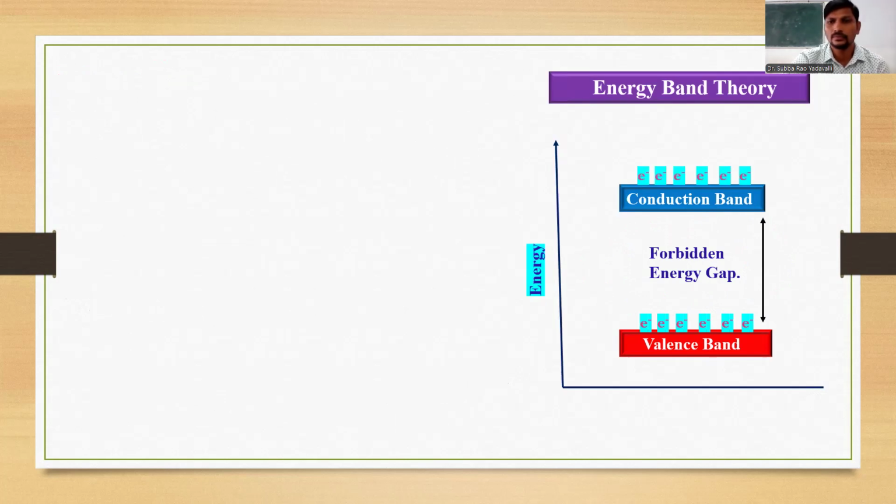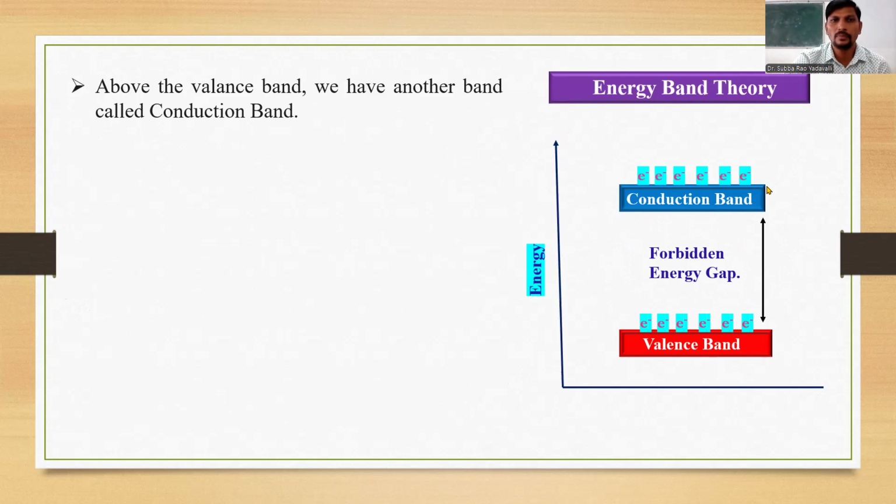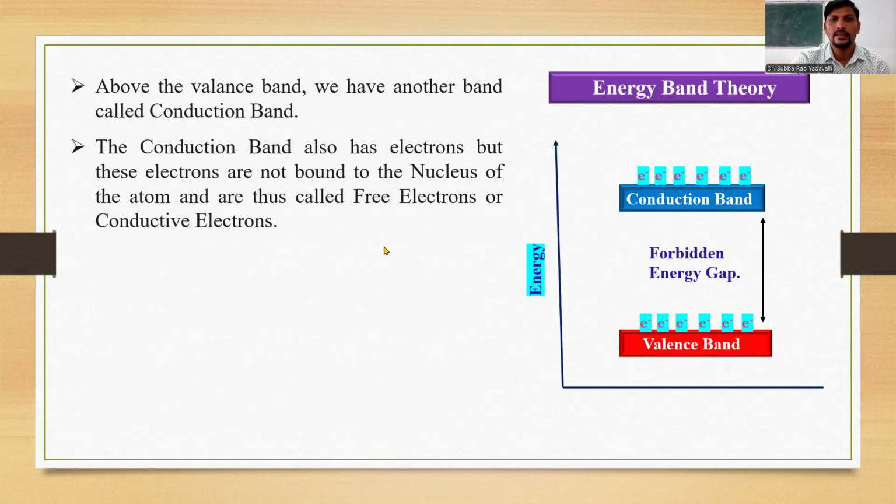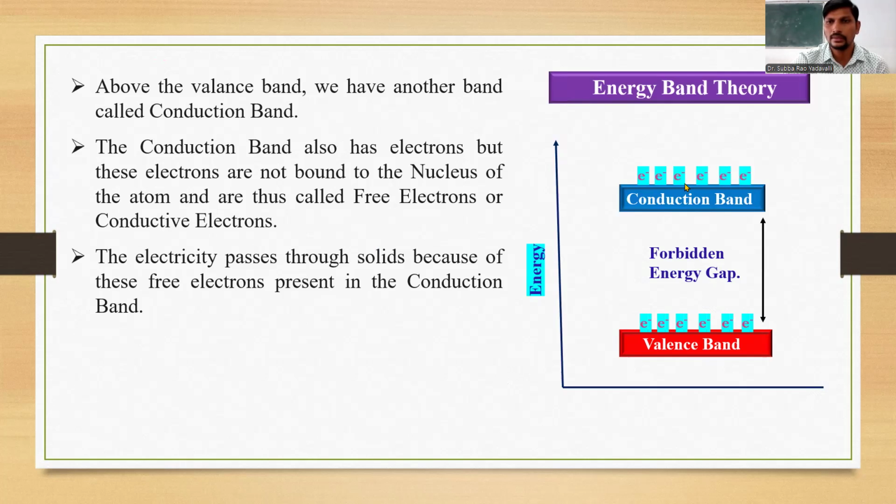And this is the conduction band. The conduction band is above the valency band. The conduction band also has electrons, but these electrons are not bound to the nucleus. The electrons present in the conduction band are called conduction electrons.